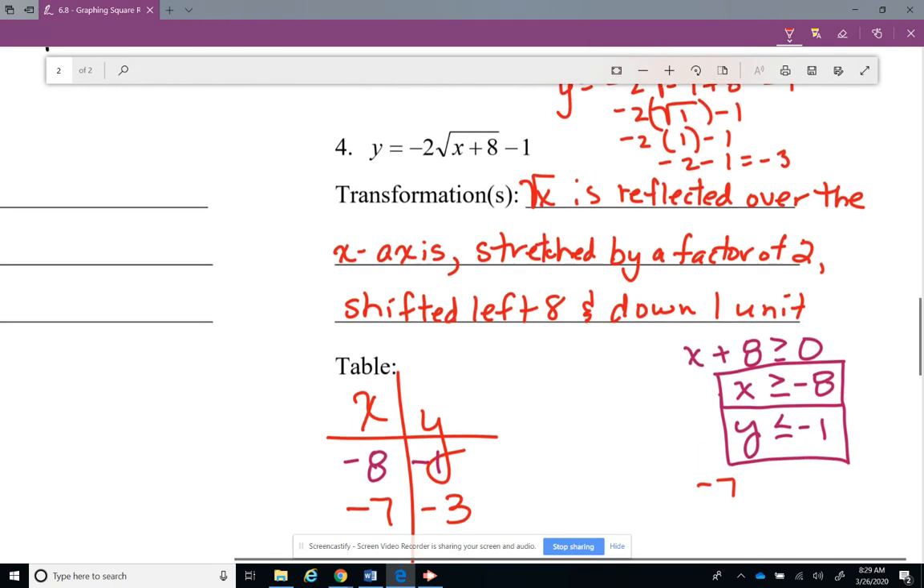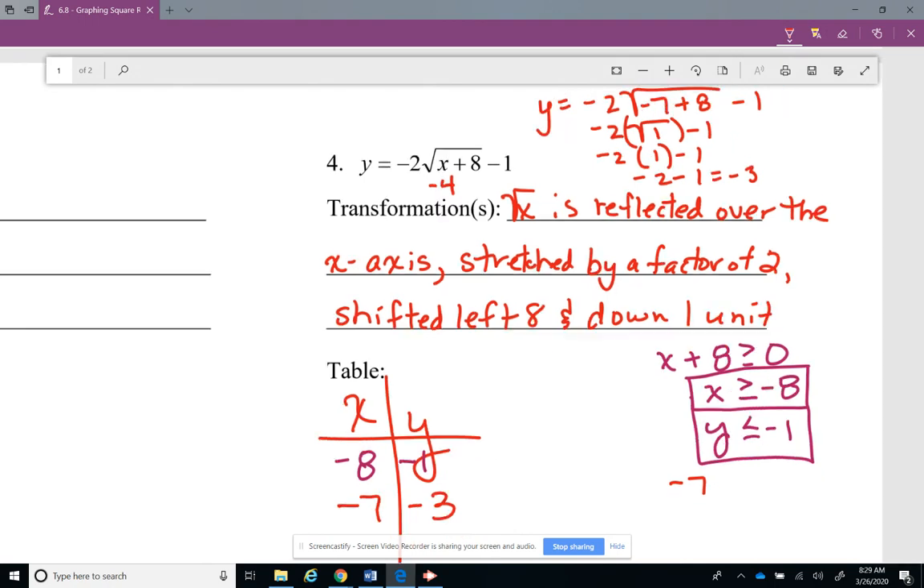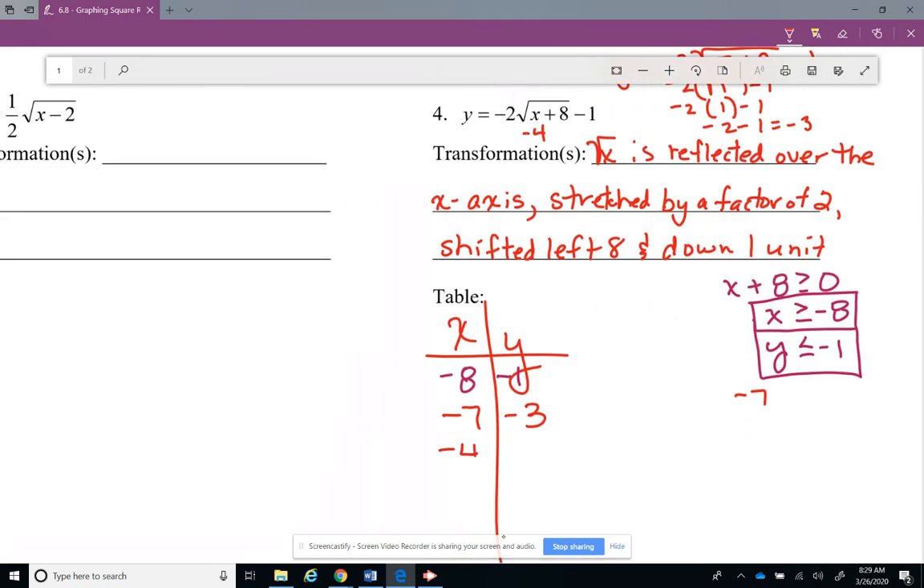All right, let's see what number would work best next. It's got to be greater than or equal to. If I plug in a negative 6 here, I'm going to get a 2. 2 is not a perfect square. I want it to be a 4. So negative 5 makes it a 3. Negative 4. There we go. That's my next one. I'm going to plug in a negative 4.